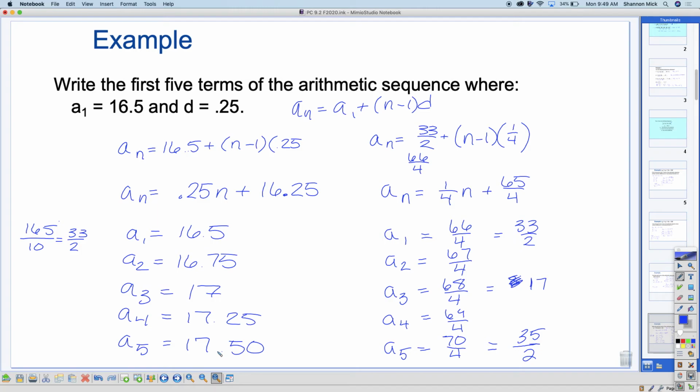Okay. So now, what if I don't give you the first and second term? You're going to have to figure out the difference, right? We've got 5 minutes. It's not a long book.